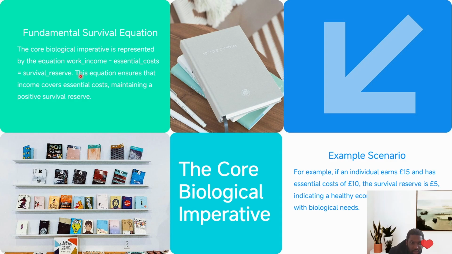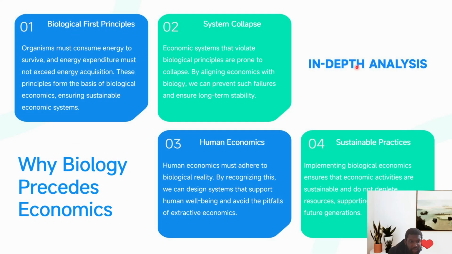All the things you want to do is survival reserve. The equation shows that the income covers the social costs, maintaining a positive survival reserve. Biological first principle: organisms consume energy to survive, and energy expenditure must not exceed energy acquisition. This principle, on the basis of biology, economics, ensures sustainable economic systems.